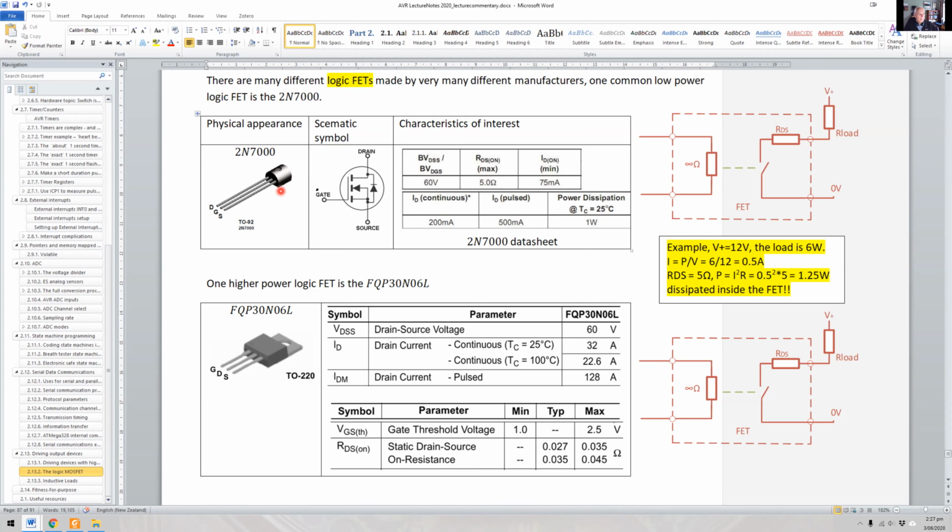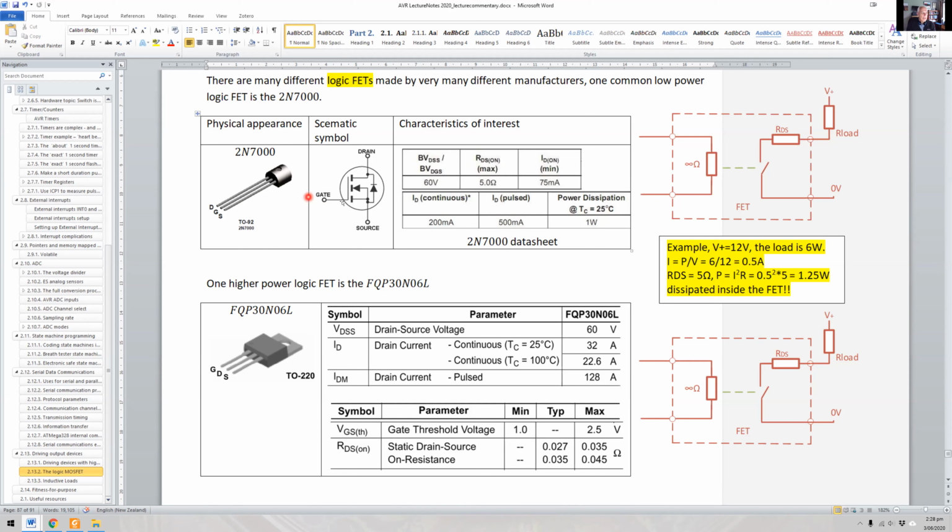You'll see, looking at the capabilities of it, that it can handle 60 volts. When it is on, it has a resistance of 5 ohms. We'll look at this. 75 milliamp current, okay, and continuously rated for 200 milliamps, okay, but we can pulse it for short periods of time up to 500, right, as long as we don't exceed the power dissipated by the device, which means the internal resistance of the device doesn't get more than 1 watt power across it. So let's have a look at the actual device itself.